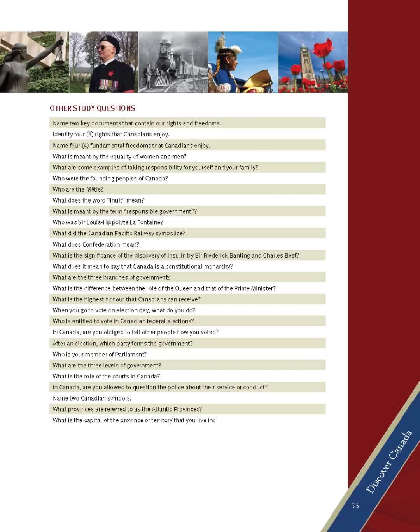When you go to vote on Election Day, what do you do? Who is entitled to vote in Canadian federal elections? In Canada, are you obliged to tell other people how you voted? After an election, which party forms the government? Who is your member of Parliament?